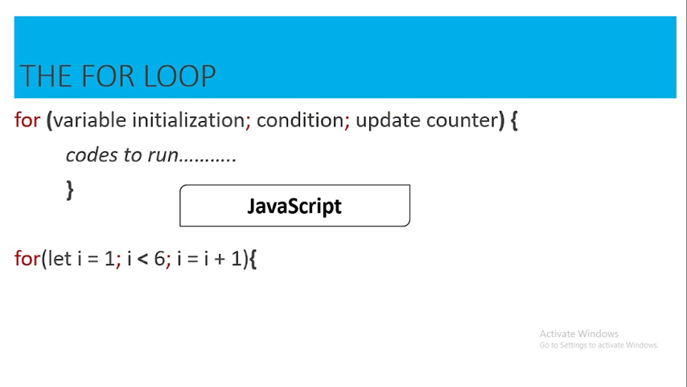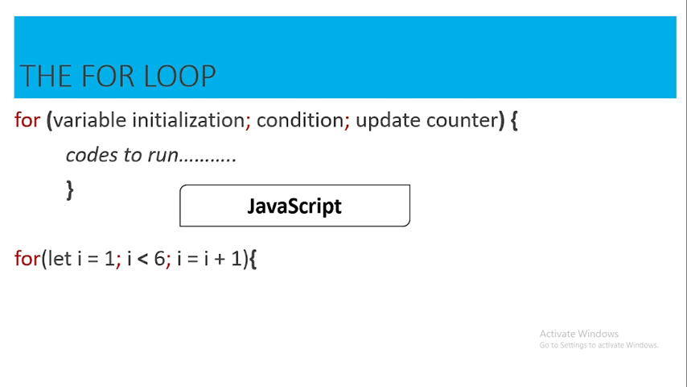There is the for keyword, then the parenthesis. Inside it we have the variable initialization, where we say let i equal 1. Then we end it with a semicolon. After that, we have our condition. Here the condition we are checking is i less than 6, and we also end it with a semicolon. Then we have our update counter, where i equals i plus 1.